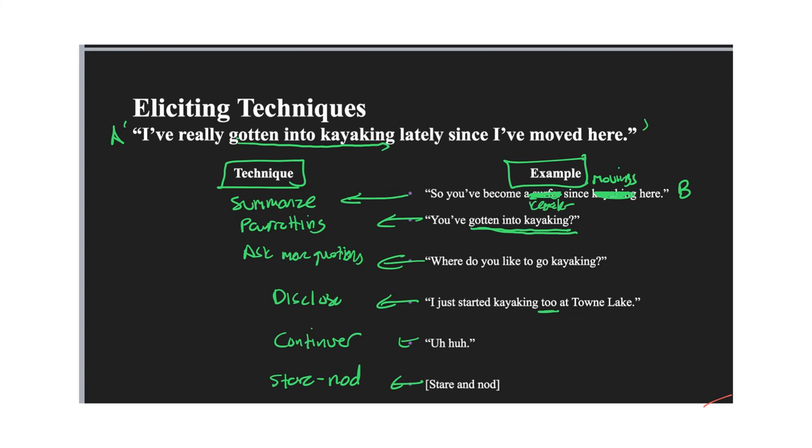Five out of six of these don't involve you volunteering any information. It's just using whatever they have and just getting them to expand more. The only one where you give more information is the disclosure. But you don't have to use that if you don't want to. So there's a lot of ways to elicit conversation. And you don't even have to be the most interesting person with like these crazy epic stories. You can just get people to talk more about themselves and they'll feel more comfortable.